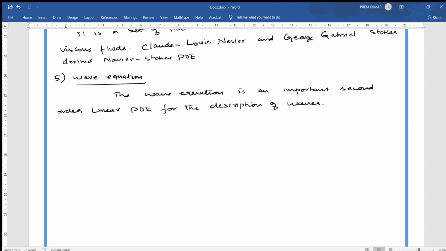And now we are going to see the one-dimensional wave equation: dou square u by dou t square. It's called the one-dimensional wave equation.